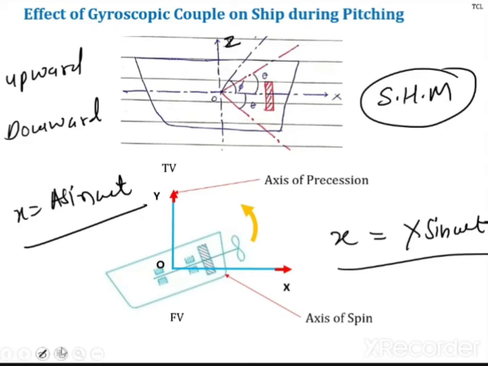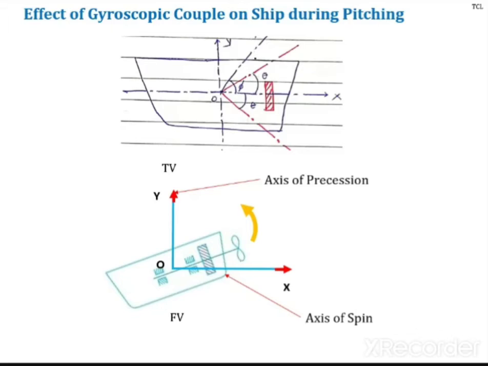So guys, same here. When the ship is pitching upward and downward, to do some derivation, I am assuming that the ship is pitching with simple harmonic motion, that is, x equal to X sine omega t. And omega t is nothing but theta, because theta is equal to omega into t. So that is why I am assuming theta and phi. Why am I taking two things, theta and phi?